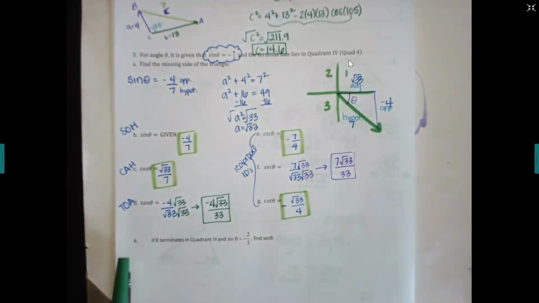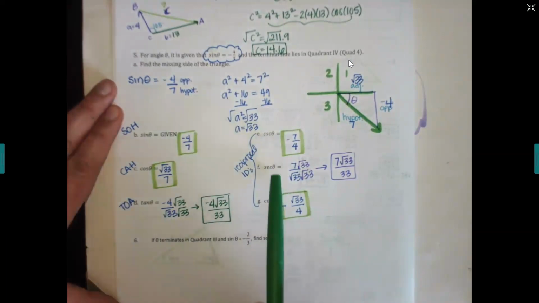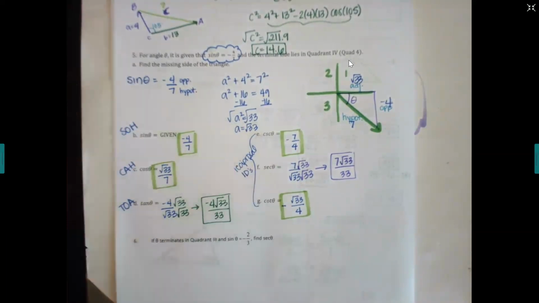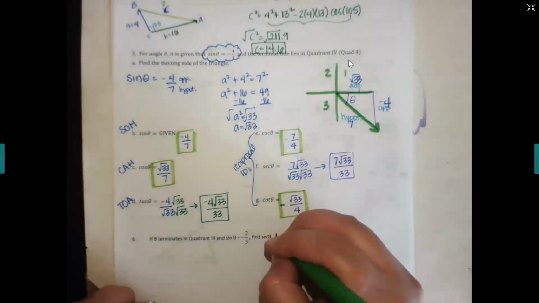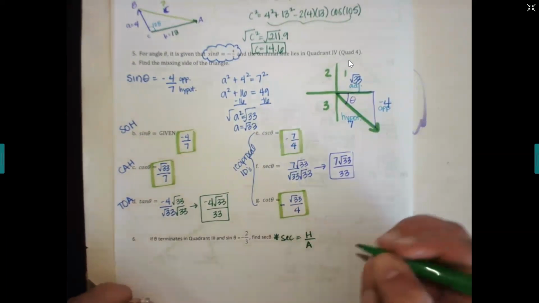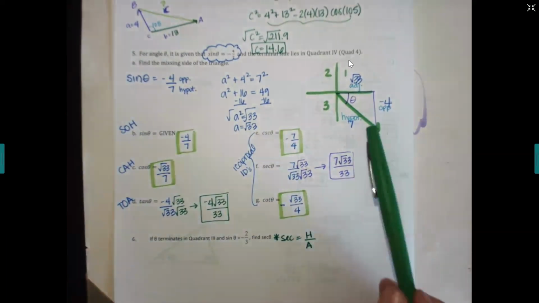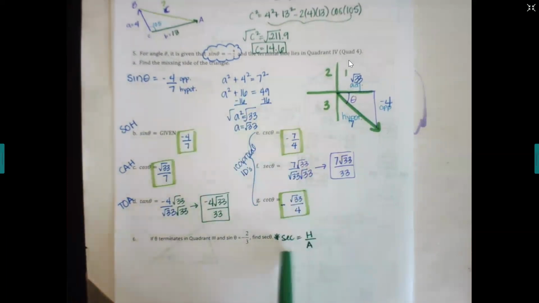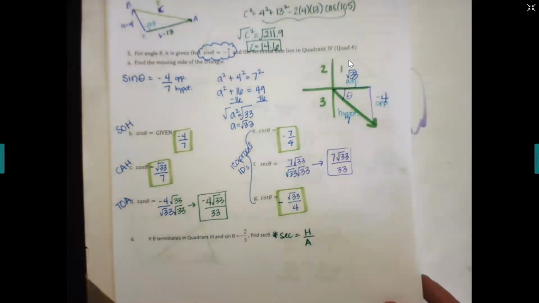Notice that on number 6, you don't have to find all 6 of the functions. You only have to find secant. So if cosine is a over h, then secant is going to be h over a. So I'll put a little note here. Secant is h over a. So you'll still have to set up your graph, find the missing side, but then instead of having to do all 6, you're only finding secant. Okay, go ahead and turn the page when you're ready.